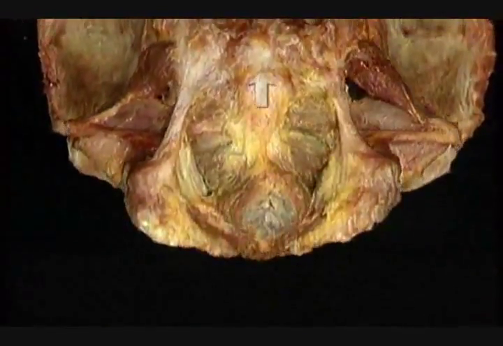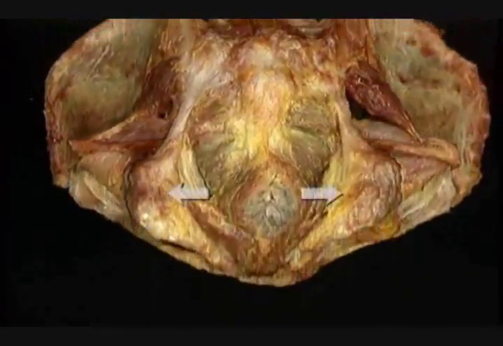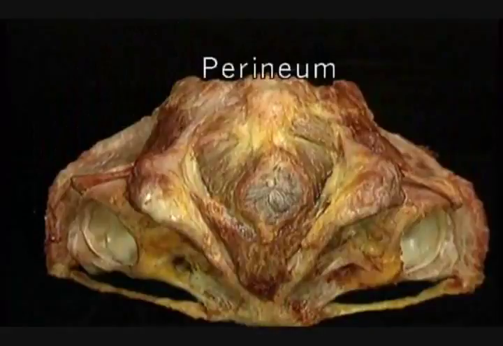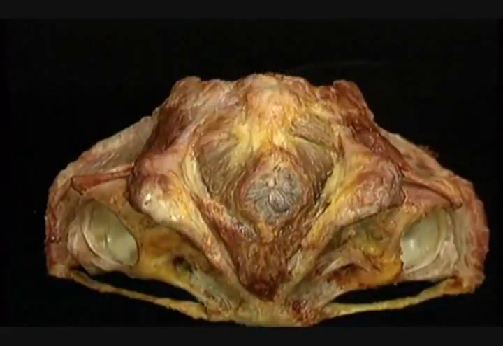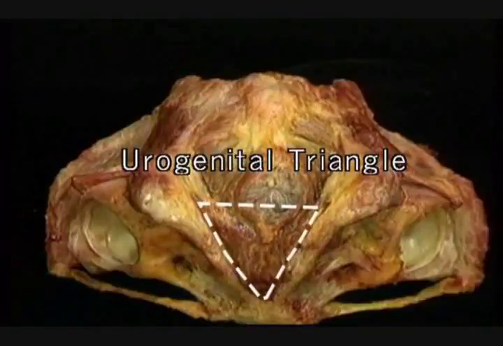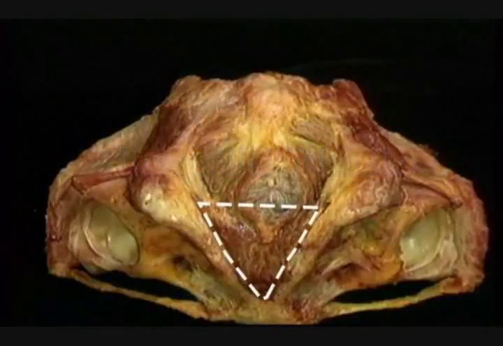The whole region between the coccyx, the ischial tuberosities, and the pubic symphysis is called the perineum. The area between the ischiopubic rami is the urogenital triangle. We'll look at the important structures of the urogenital triangle in Volume 5 of this atlas.